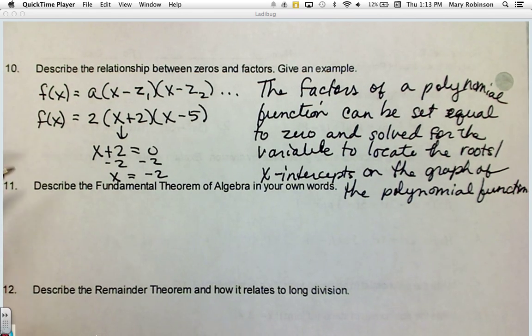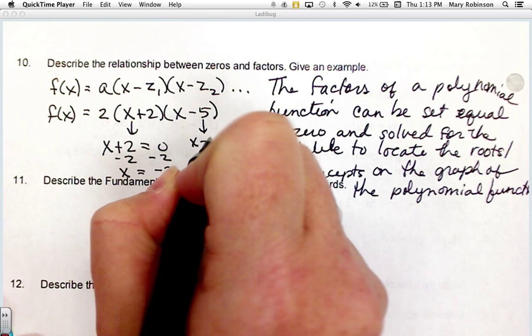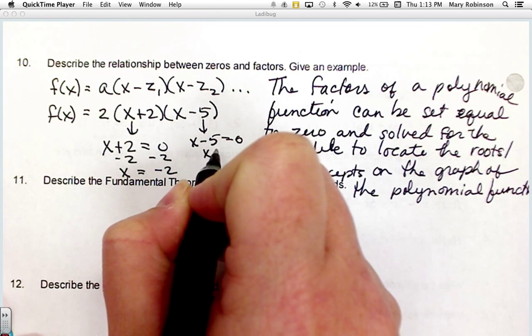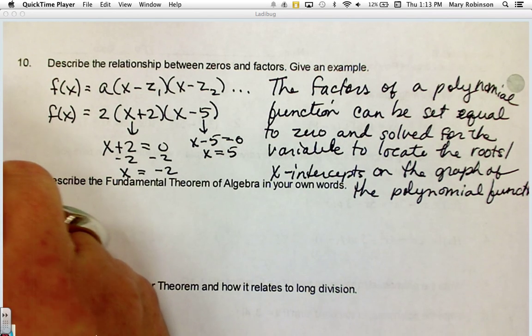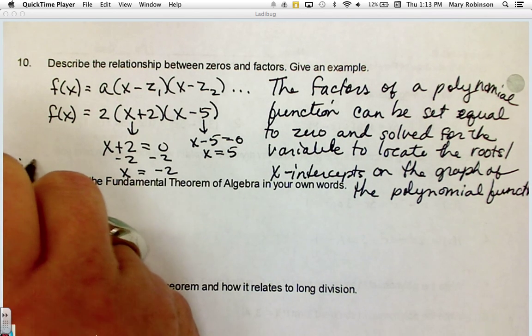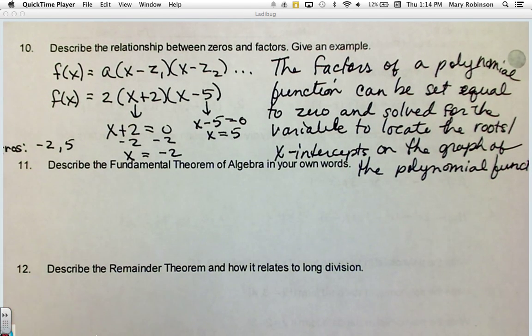And here, this would be a good example. And of course, we could solve this one as well. So we know that our zeros, our x-intercepts or roots, are -2 and 5 for this function. Alright, next you're asked to describe the fundamental theorem of algebra in your own words.